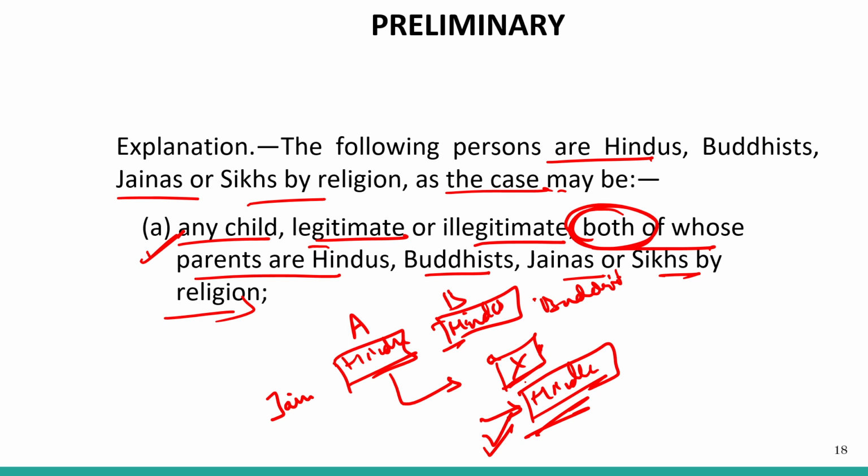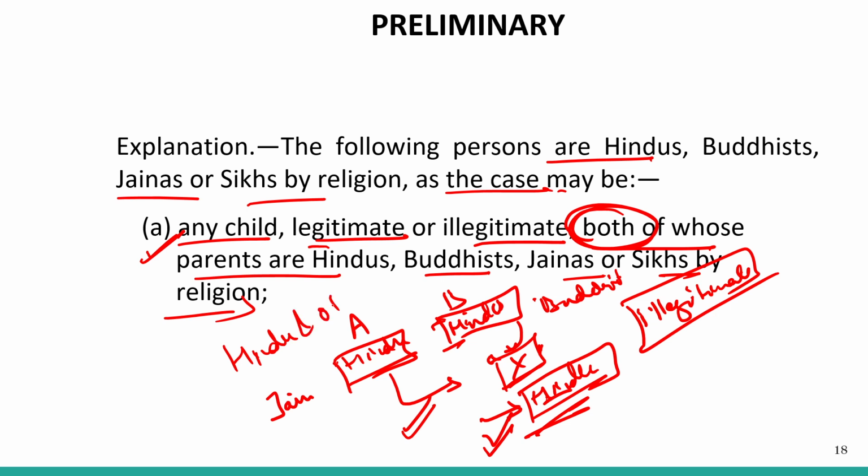So it is making sure, and it is not only the legitimate child, even if there is an illegitimate child, then also that child, if at all either of the parents A and B are Hindus, then the child will also be Hindu. But what if there is one Hindu and another of maybe a Christian or a Muslim? Then what would X be considered?